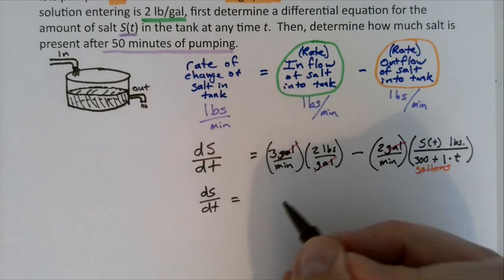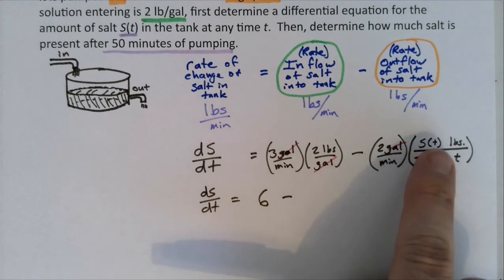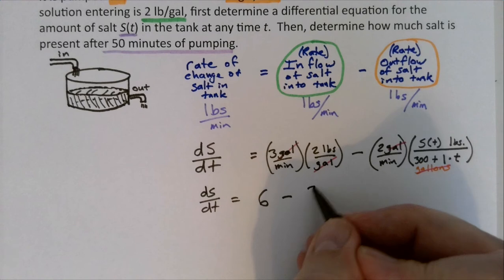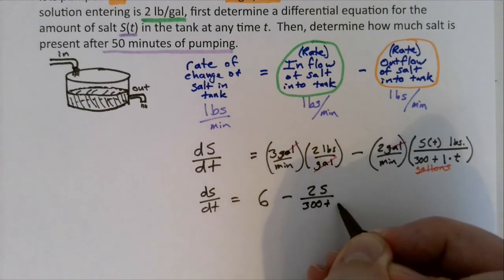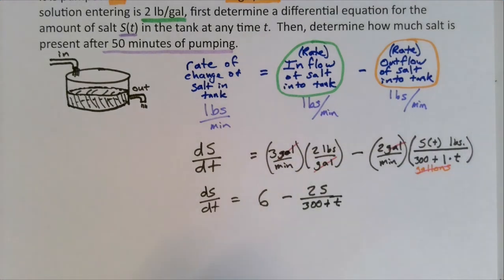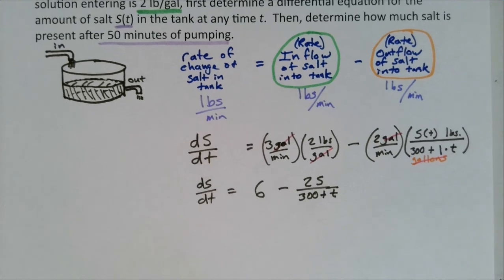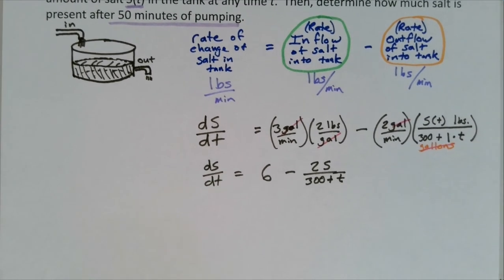ds/dt equals 6 minus 2s over 300 plus t. So 2s over 300 plus t. And now we have our differential equation. And we also have something that is a little bit more complicated than what we've seen before. So what do we do? Well, we can use the integrating factor method. Why, of course we can.